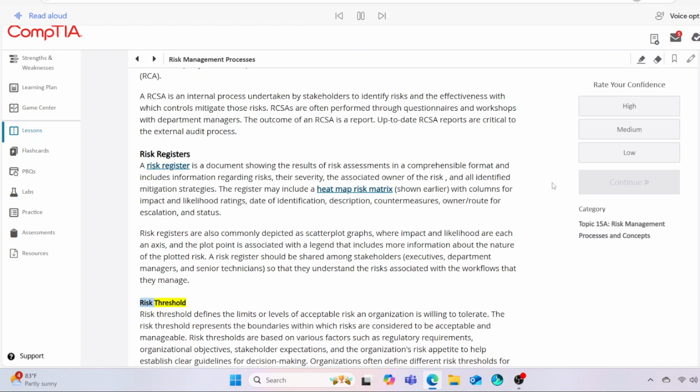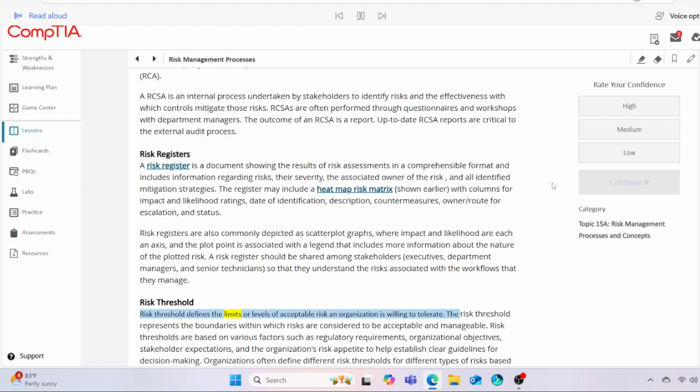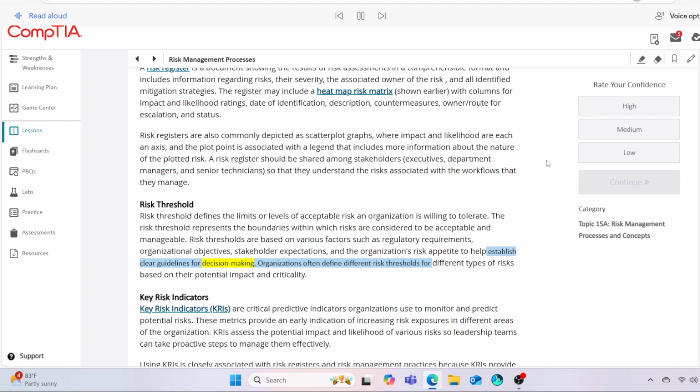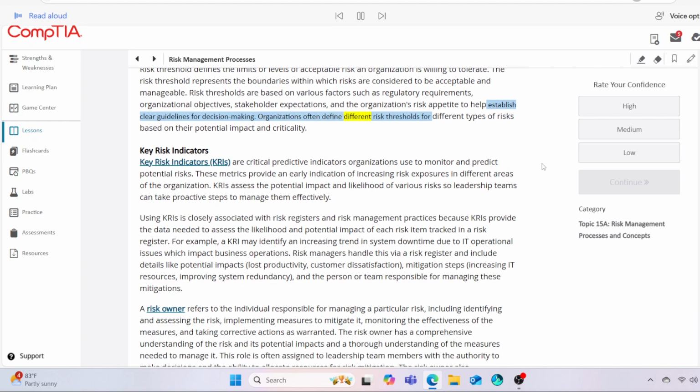Risk threshold. Risk threshold defines the limits or levels of acceptable risk an organization is willing to tolerate. The risk threshold represents the boundaries within which risks are considered to be acceptable and manageable. Risk thresholds are based on various factors such as regulatory requirements, organizational objectives, stakeholder expectations, and the organization's risk appetite to help establish clear guidelines for decision-making. Organizations often define different risk thresholds for different types of risks based on their potential impact and criticality.